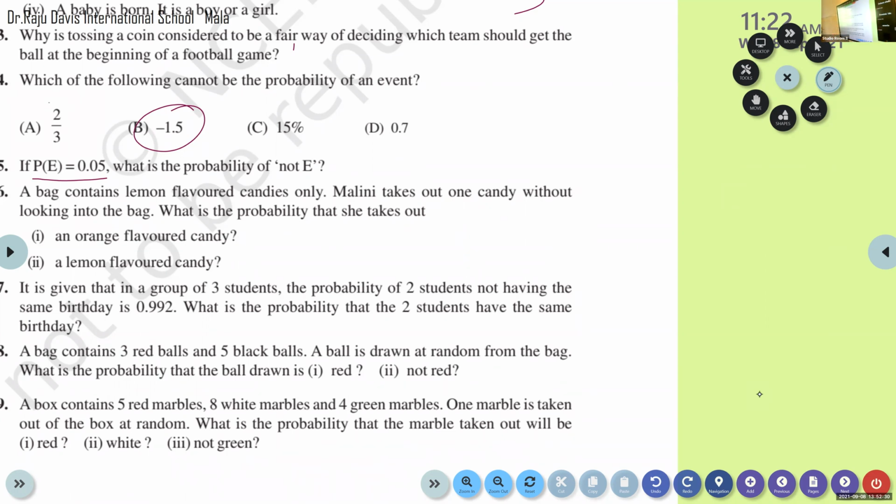Dominic, what was the answer of that? A bag contains lemon flavored candies only, that is, yellow color only. Malini takes one from that bag. What is the probability that she will get an orange flavored candy? Dominic, what is the probability of getting an orange candy from a bag containing lemon candies?